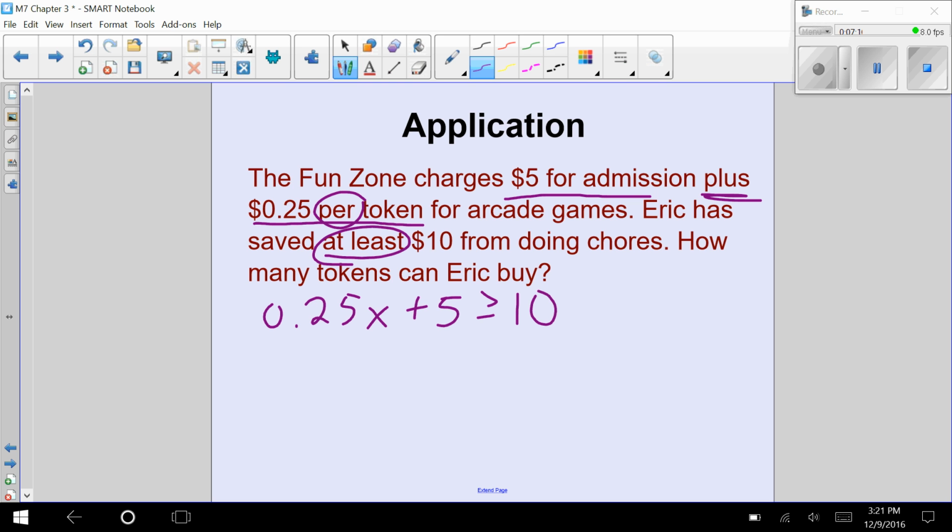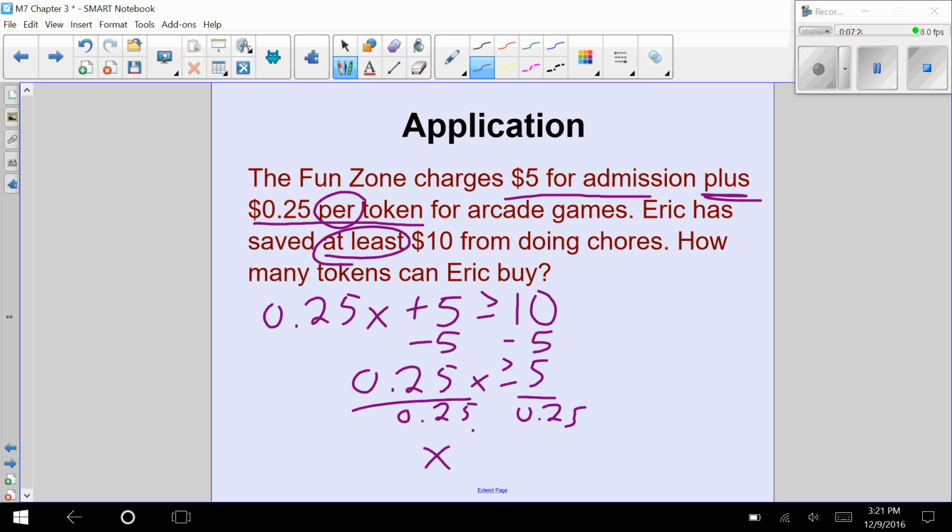Now we're going to solve. Subtract 5 off of each side. 0.25x is greater than or equal to 5. Divide each side by 0.25. And x is greater than or equal to 20. The answer to the problem is at least 20 tokens.